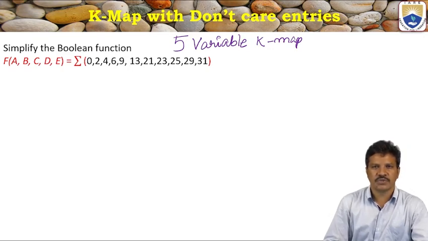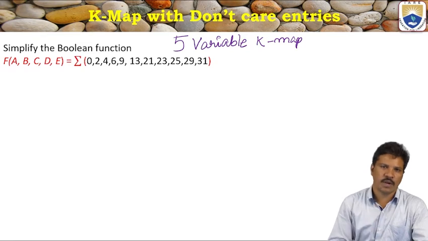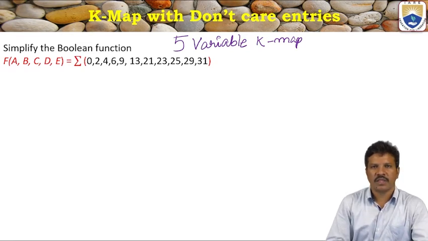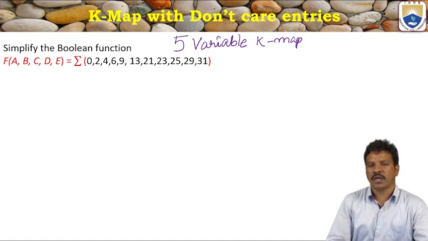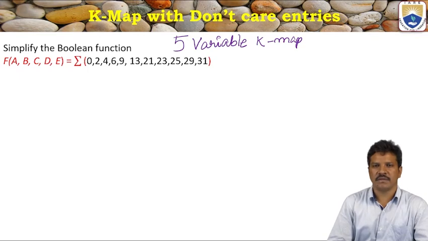The other way is to take two 4 variable K-maps with the first variable common for both. BCDE is a 4 variable K-map, and another BCDE is a 4 variable K-map. Take A equal to 0 for the first 4 variable K-map and A equal to 1 for the second, so that we can minimize the Boolean function very easily by following the 4 variable K-map.